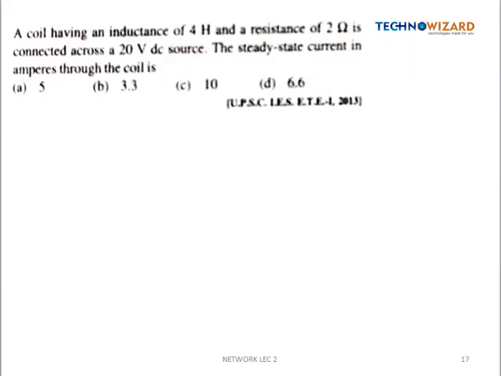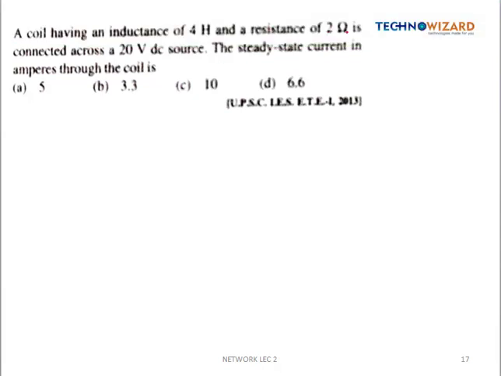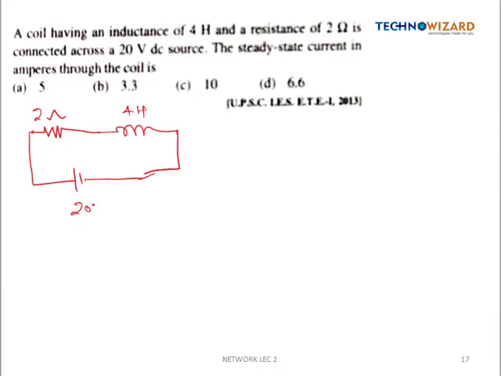Let's see the next question. A coil of inductance 4 Henry and resistance of 2 ohm is connected across a 20 volt DC source. The steady state current in ampere through the coil is, okay? So basically they have given us a resistance whose value is 2 ohm and an inductance of 4 Henry, and they are connected across a 20 volt DC source. So we need to find the steady state current in ampere through the coil.